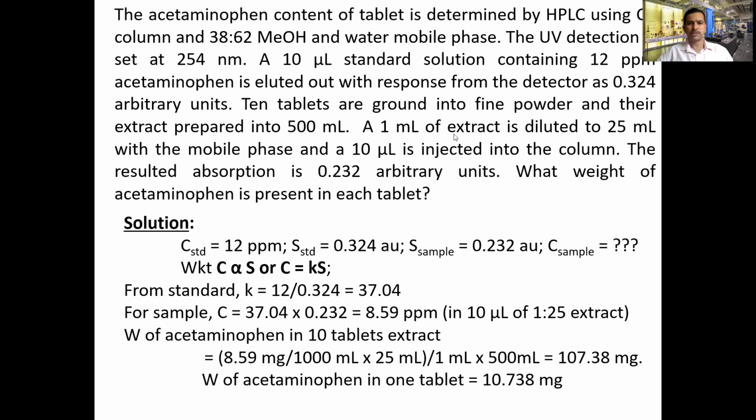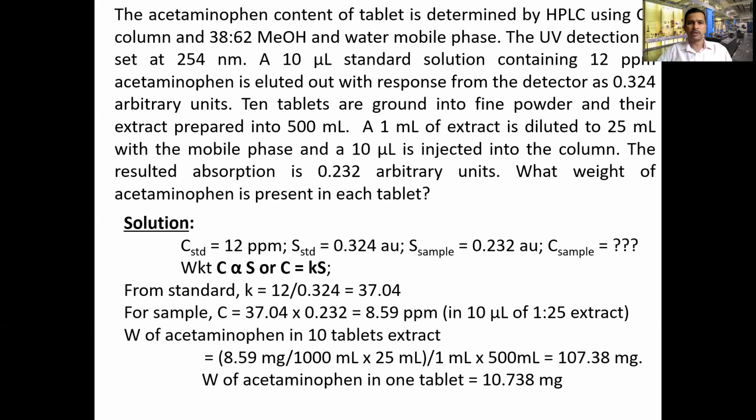So this is the problem stated. In this problem, the objective is to determine the acetaminophen content in one tablet. A brand of tablet was given for analysis by high performance liquid chromatographic technique, which was eluted at a certain retention time, and a UV absorption detector set at 254 nanometer gave the signal. You have to first determine the concentration, then the amount of acetaminophen present in each tablet, and report it. This problem looks very simple.